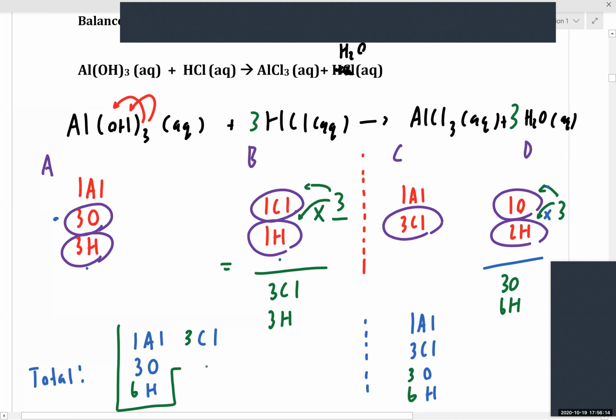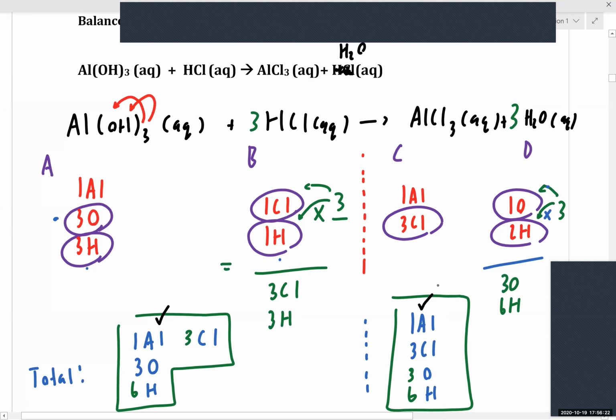Now, looking at our final total count, we see that we have 1 aluminum on each side, three chlorines on each side, three oxygens on each side, and six hydrogens on each side. So we have completely balanced this equation.